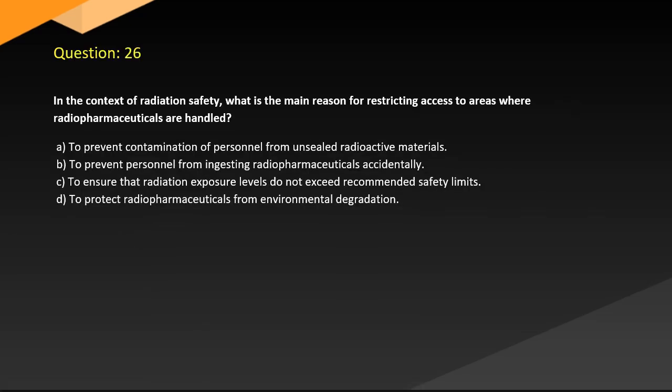Question 26. In the context of radiation safety, what is the main reason for restricting access to areas where radiopharmaceuticals are handled? A. To prevent contamination of personnel from unsealed radioactive materials. B. To prevent personnel from ingesting radiopharmaceuticals accidentally. C. To ensure that radiation exposure levels do not exceed recommended safety limits. D. To protect radiopharmaceuticals from environmental degradation.